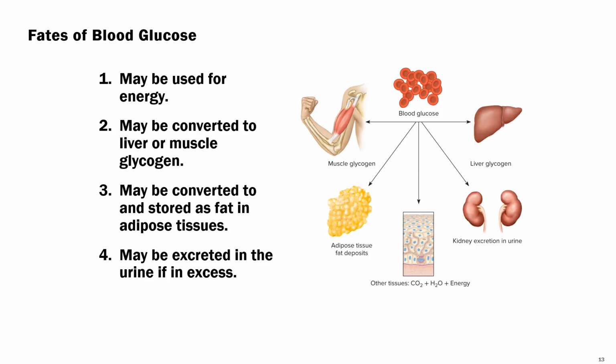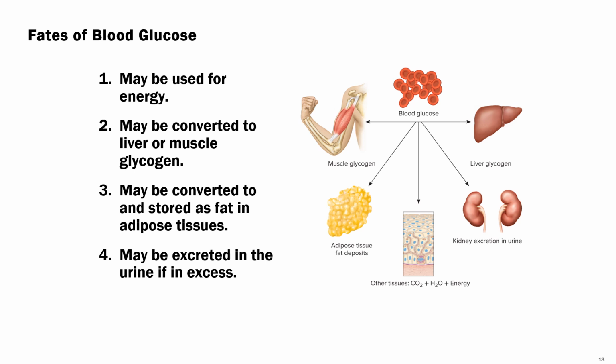The fates of blood glucose once it enters the body include several metabolic pathways. Glucose is a primary source of energy for cells throughout the body, especially vital organs like the brain and muscles. Through glycolysis and subsequent pathways in cellular respiration, glucose is converted into ATP, which is adenosine triphosphate, which powers cellular functions. Now, excess glucose beyond immediate energy needs is stored in the liver and muscles as glycogen.